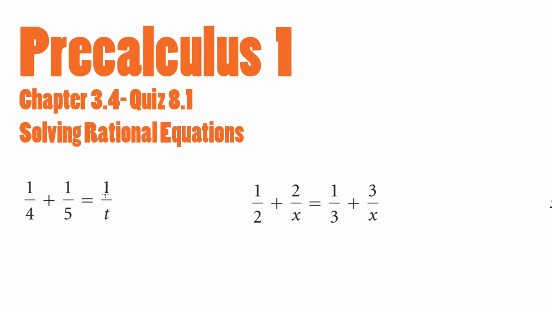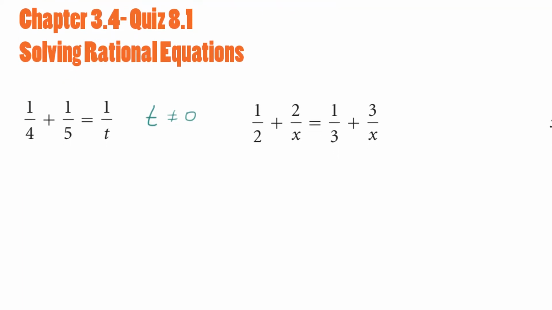Well, usually when you have a rational equation, you do not want to have a number that will divide by 0. In this case, look at 1 over t. It has a variable in the denominator. Therefore, we have to exclude those numbers that will give you 0 in the denominator. And in this case, it's pretty simple. 0 will give you 0 in the denominator. Therefore, t cannot be equal to 0. It can be any other number, it just cannot be equal to 0.